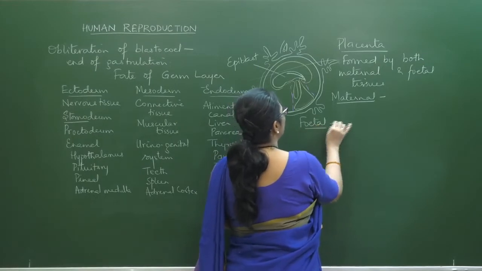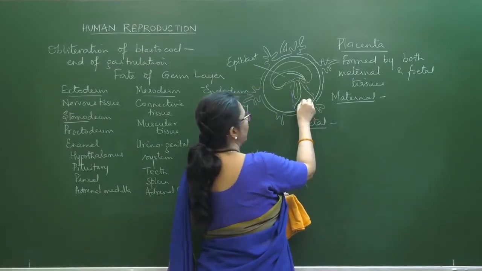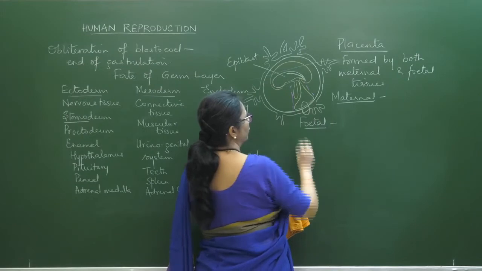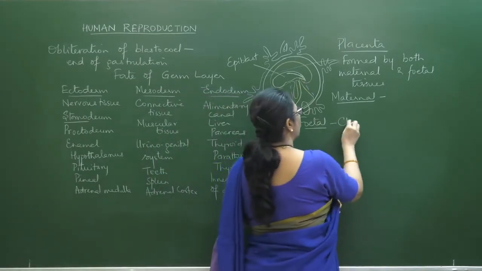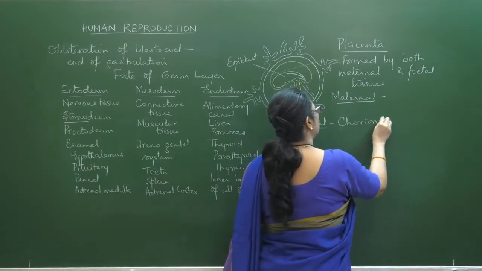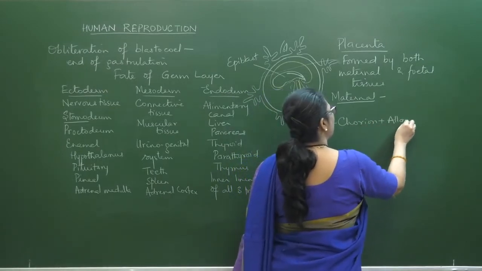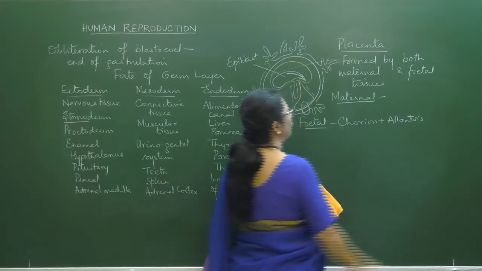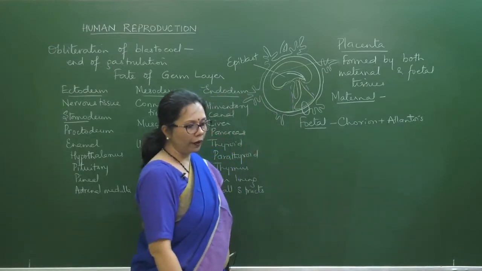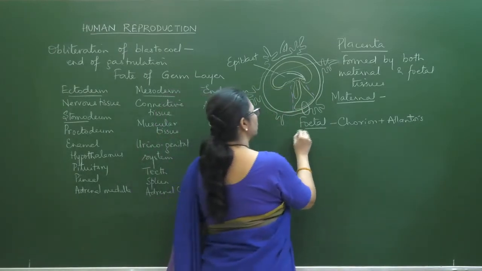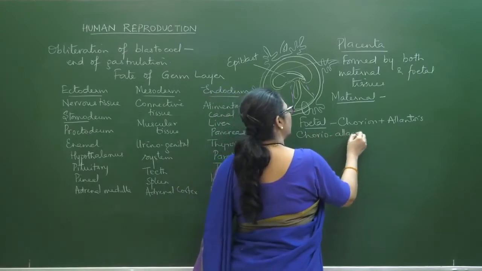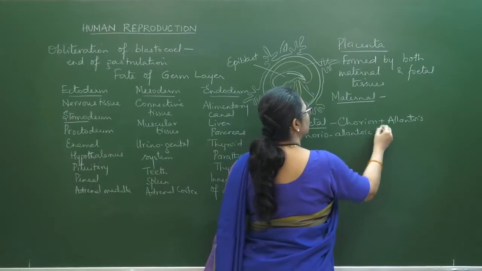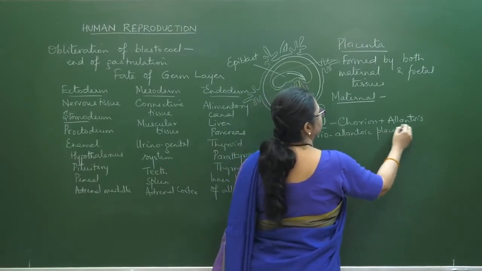Fetal side. Now fetal side, that's why I kept this. You see allantois and chorion together. So this is attached on the wall of the uterus. So chorion plus allantois. From the fetal side it is this. Okay. So that's why we use the term chorioallantoic placenta.